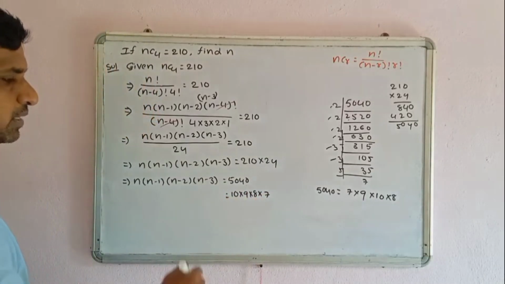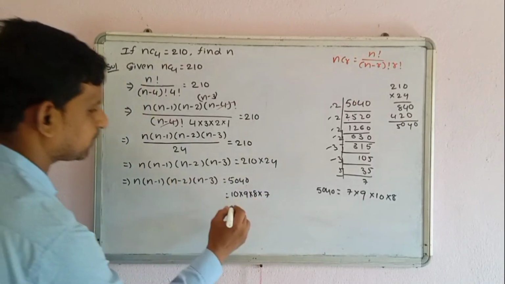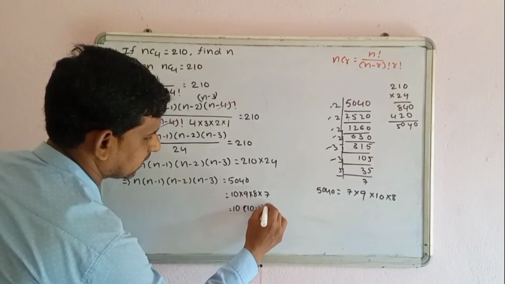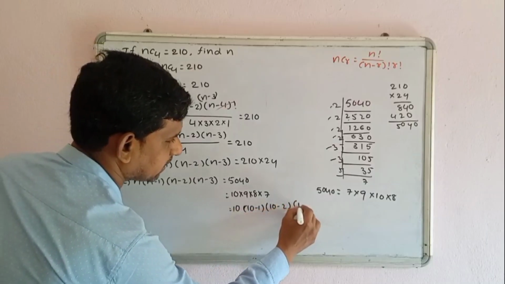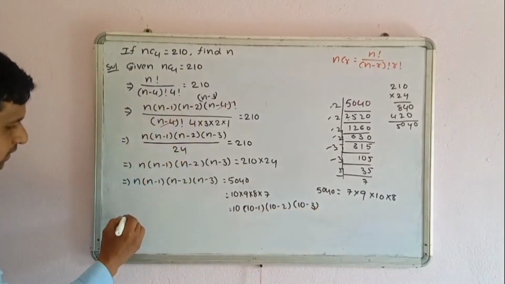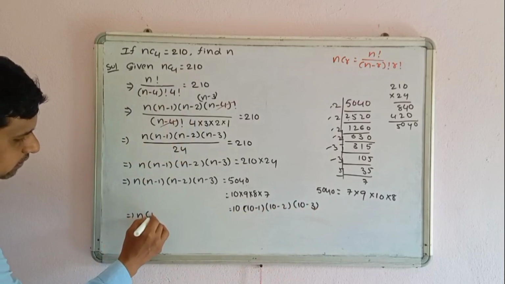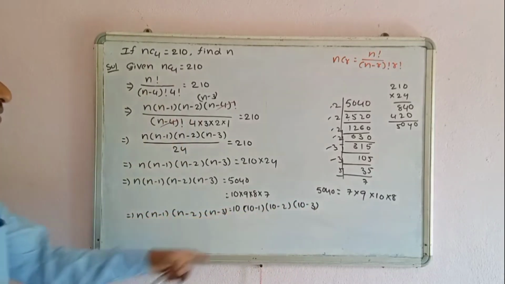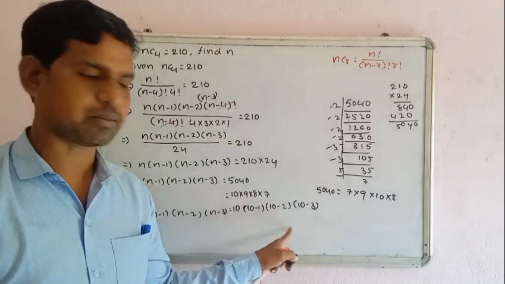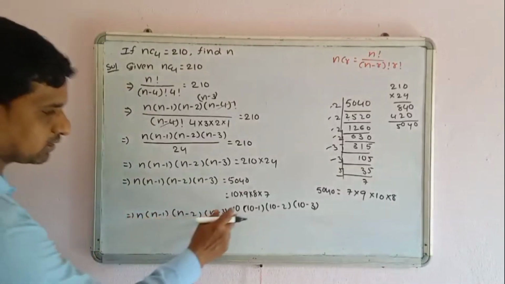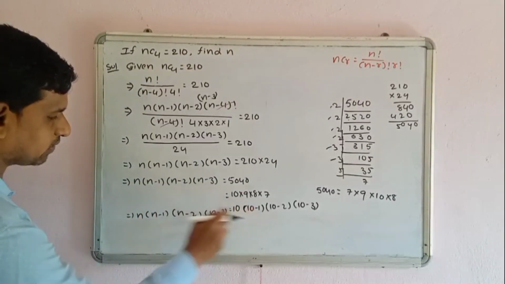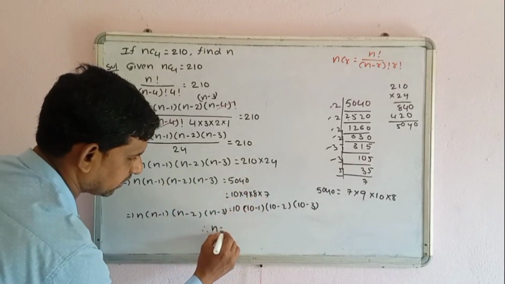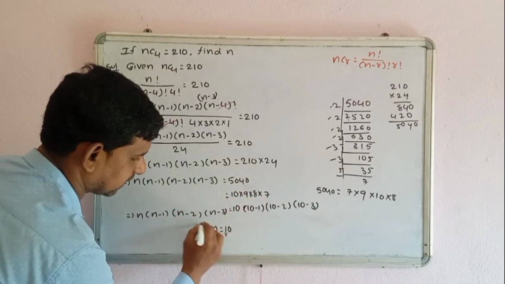So that means 10 into 9 can be written as 10 into (10 minus 1), 8 can be written as 10 minus 2, and 7 can be written as 10 minus 3. So this is of the form n into (n minus 1) into (n minus 2) into (n minus 3), in the form of 10 into (10 minus 1), (10 minus 2), (10 minus 3). Check once. Now n equals 10. Therefore, the value of n is 10.